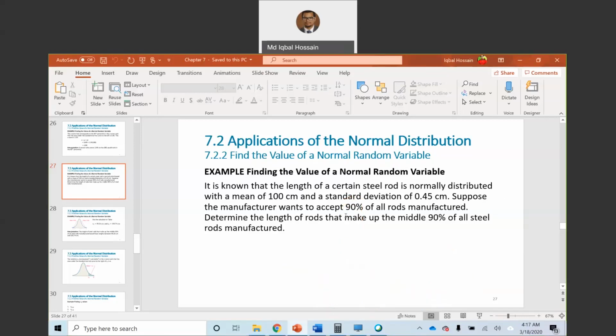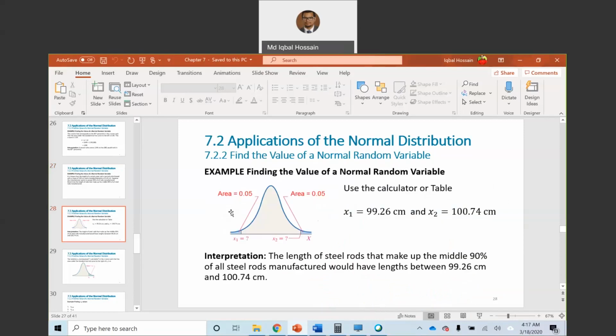Let's go and see how we are doing it. We are saying that the area on this side would be 0.05 and the area on that side would be 0.05, because we are taking 5% on each side. We can also use a calculator to find that, but for this case, we are not using a calculator. You can see we have an area of 0.05 for x1. That means we will get z1 for that point, so we have to find out z1 first.